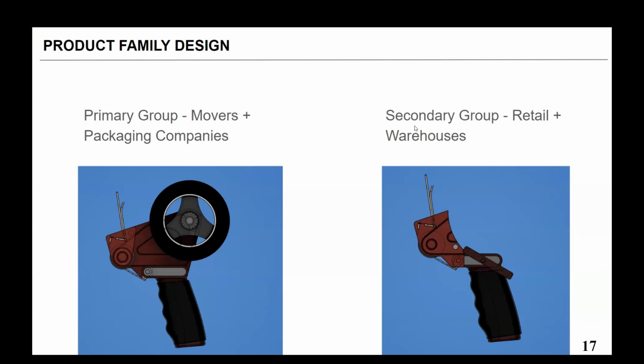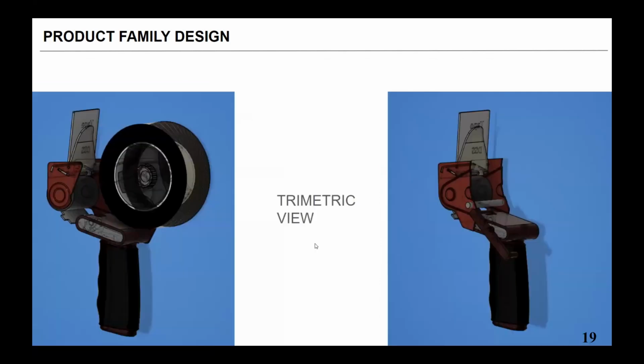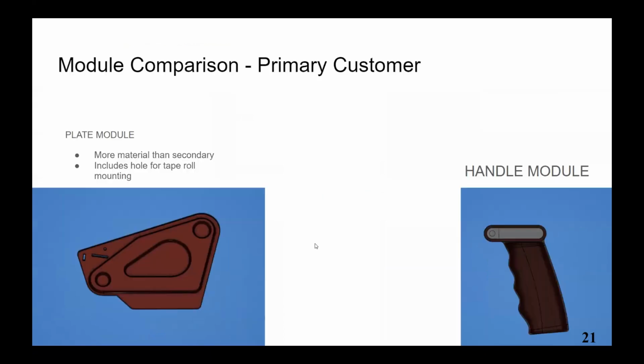Meanwhile, the secondary group includes an additional roller to make the packaging tape quiet as it comes out of the dispenser, and is also built to be a little bit less industrial while still maintaining good structural integrity and holding the tape down. Here's a front view of both of these designs. And here is a trimetric view of both of the designs. And now here's a module comparison.